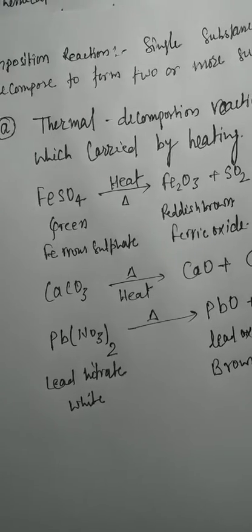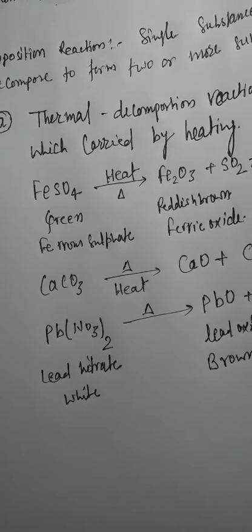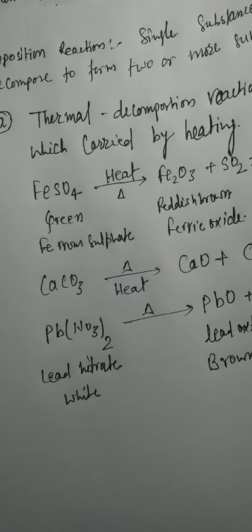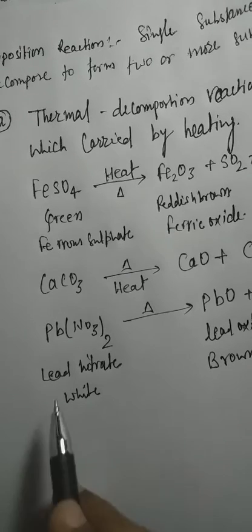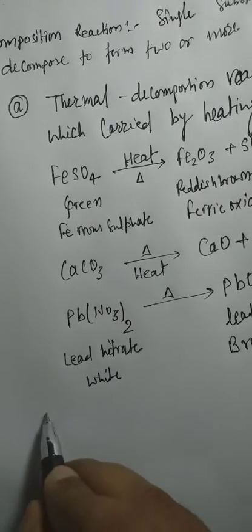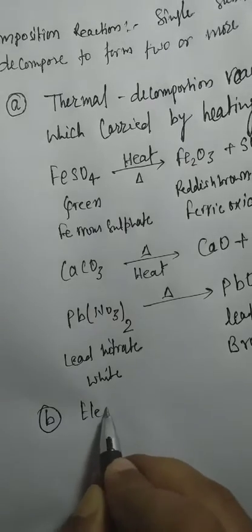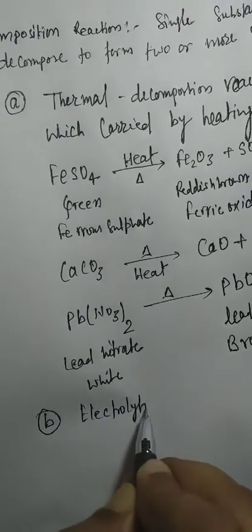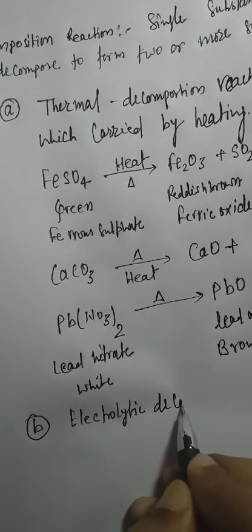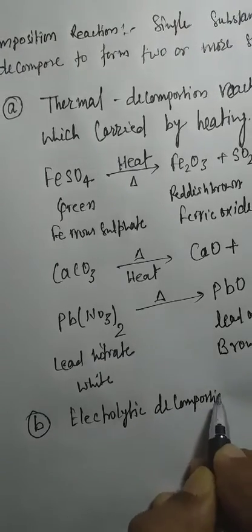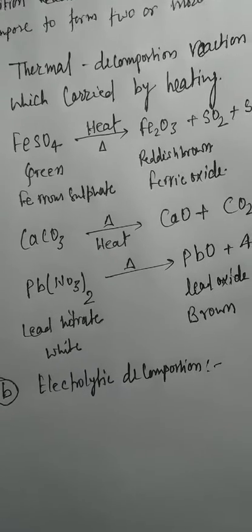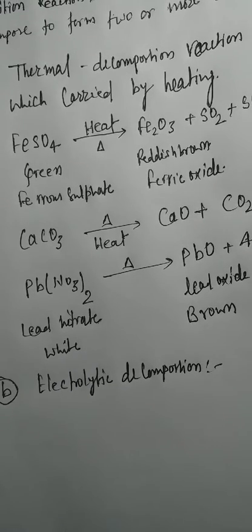That's why it is known as a decomposition reaction, and here we are especially doing decomposition reactions carried out by the heating process. So it is properly known as thermal decomposition. The second type of decomposition reaction is electrolytic decomposition reaction. Electrolytic decomposition, right? This is the second method of decomposition reaction, which is carried out by electric current, right?